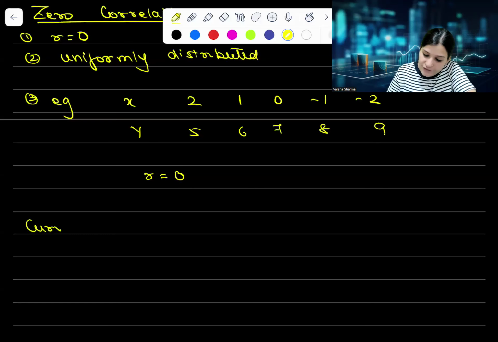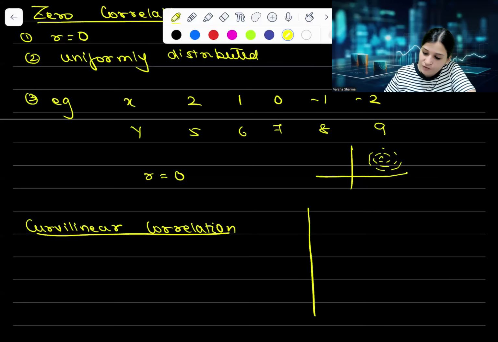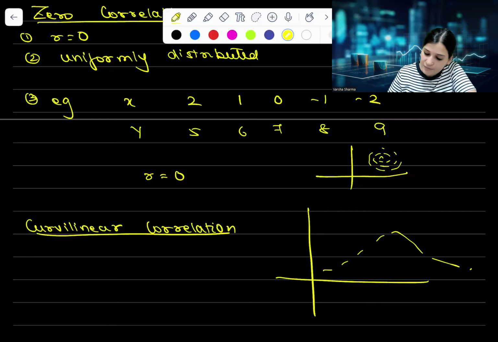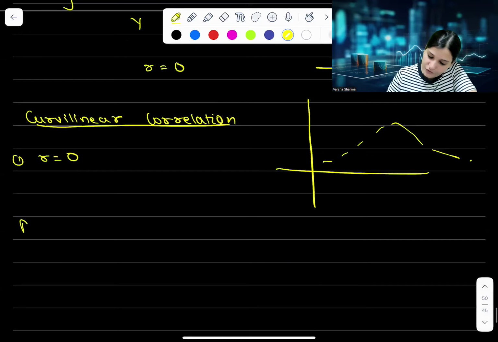Also, in case of curvilinear correlation, here it will be like a spiral. You will be able to predict. Curvilinear correlation. If it is not forming a linear equation also, then in some cases R comes out to be 0. So when R is 0, it does not mean zero correlation. It can also mean curvilinear correlation. If R is 0, it can mean both zero correlation or curvilinear correlation. Clear?